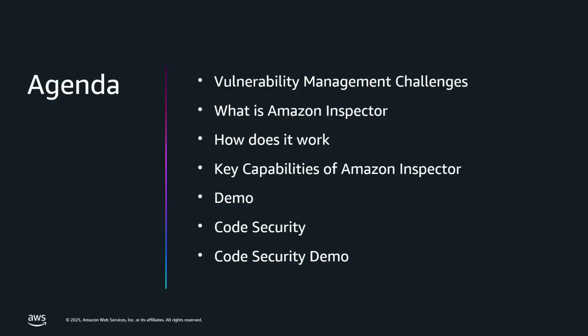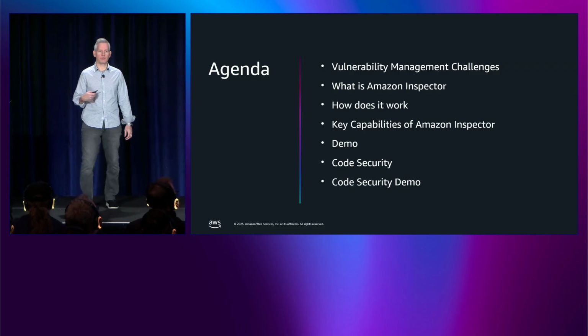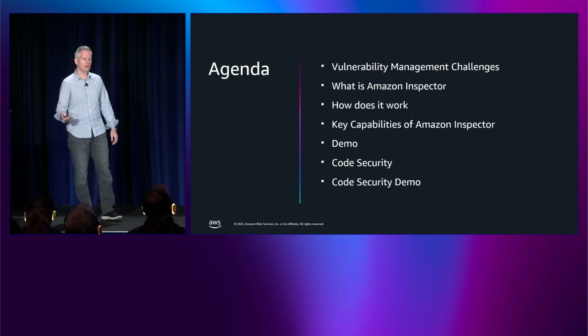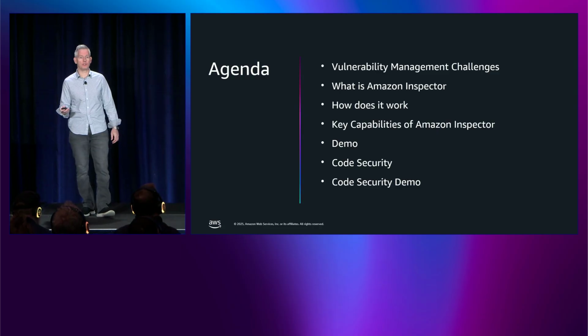So, quick agenda for this morning. We're going to talk about some of the challenges of traditional vulnerability management. We're going to talk about what is Amazon Inspector, how does it work, what are some of the key capabilities, show you a couple of demos, and talk to you about one of our newer features, code security.